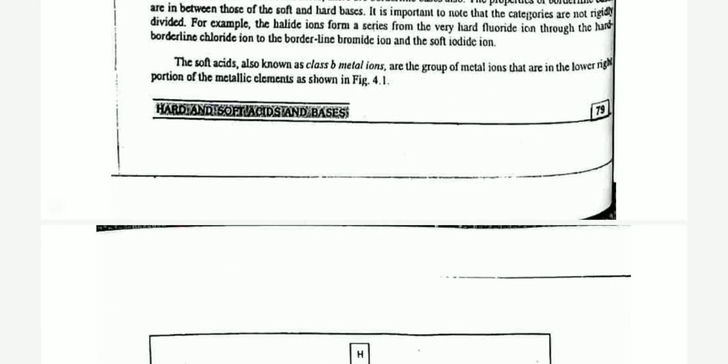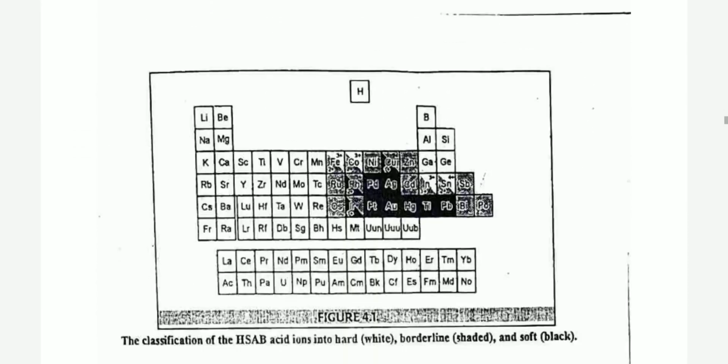The soft acids, also known as class B metal ions, are the group of metal ions that are in the lower right portion of the metallic elements, as shown in Figure 4.1.